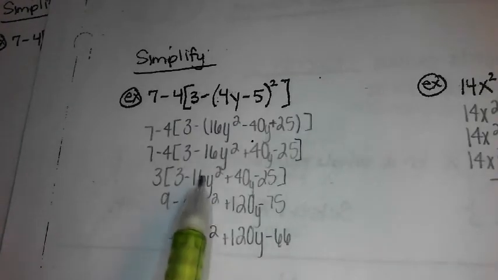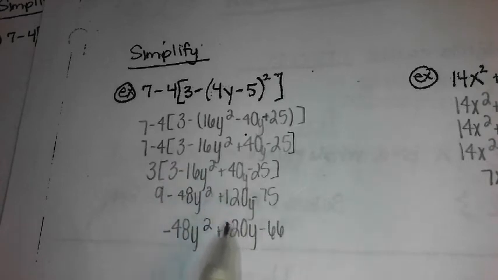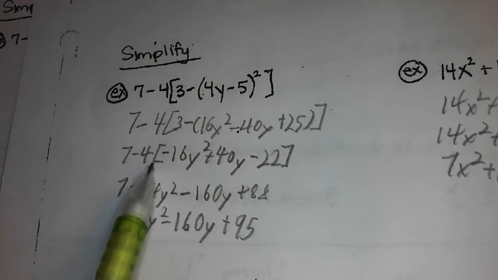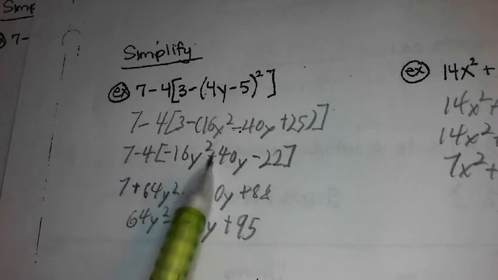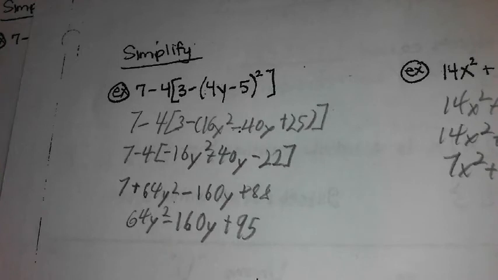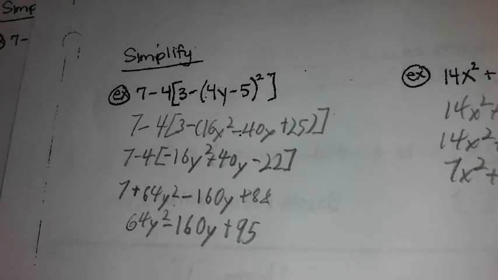Let me look at this person's. They also did the 7 minus 4 first. Uh-oh, we're 0 for 2. This person has it right. So they distributed their negative 4 through, and I'm just going to trust their multiplication and their combining of like terms. Does that look right? Raise your hand if you got that answer.